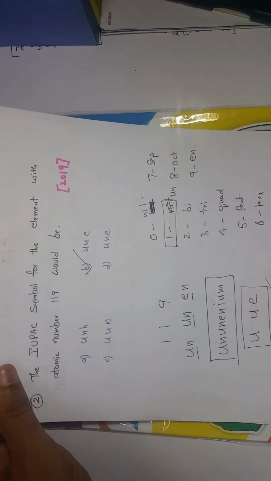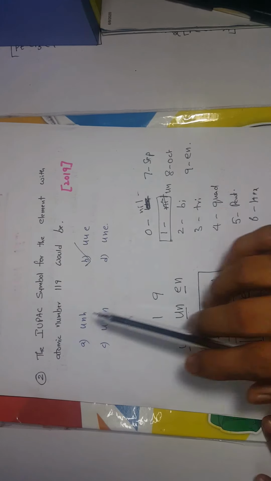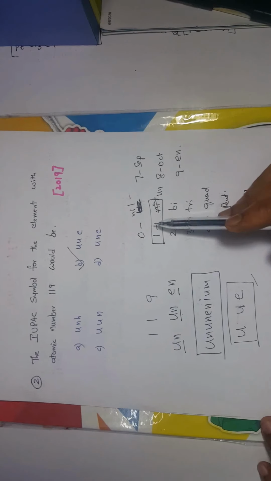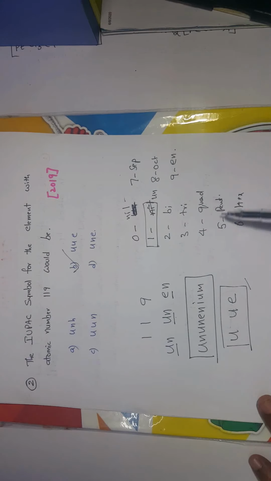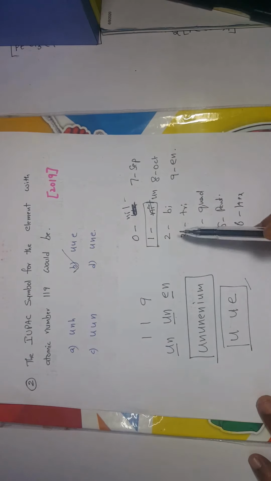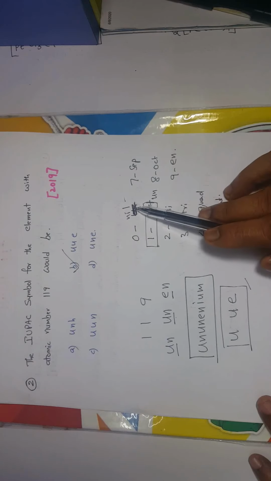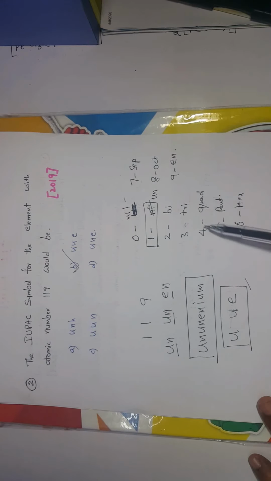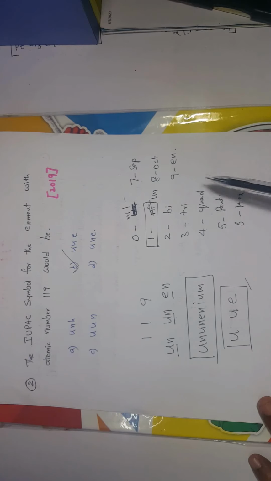Next, the second one: the IUPAC symbol for an element with atomic number 119 would be. See there, in the IUPAC system, how to write the names of elements with atomic number greater than 100: 0 is nil, 1 is un, 2 is bi, 3 is tri, 4 is quad, 5 is pent, 6 is hex, 7 is sept, 8 is oct, 9 is enn.